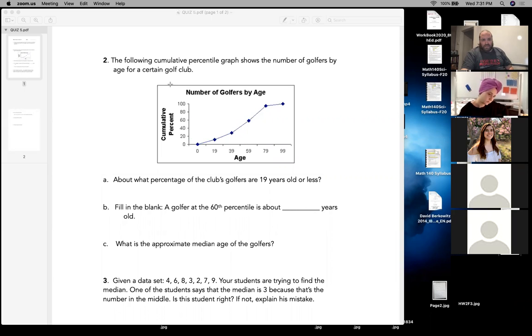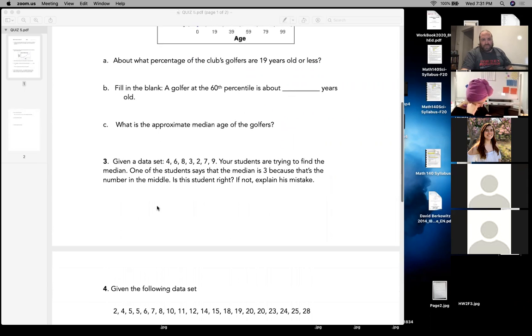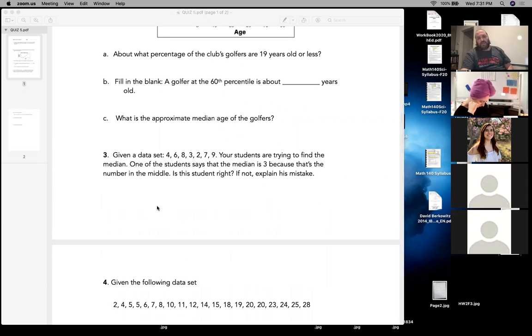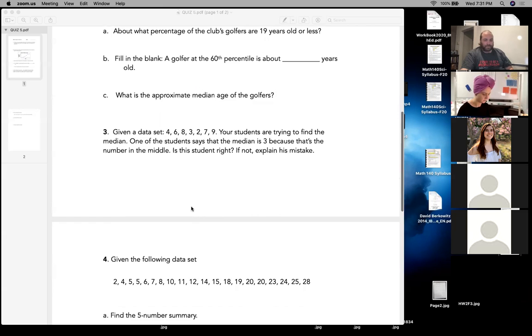And then the question was number 3, given a set of data, your students are trying to find the median. One of the students says the median is 3 because it's right in the middle. Is the student right? And the answer is no, the student is wrong because you have to first line them up in order from lowest to highest. And when you do that, 6 ends up being the median.